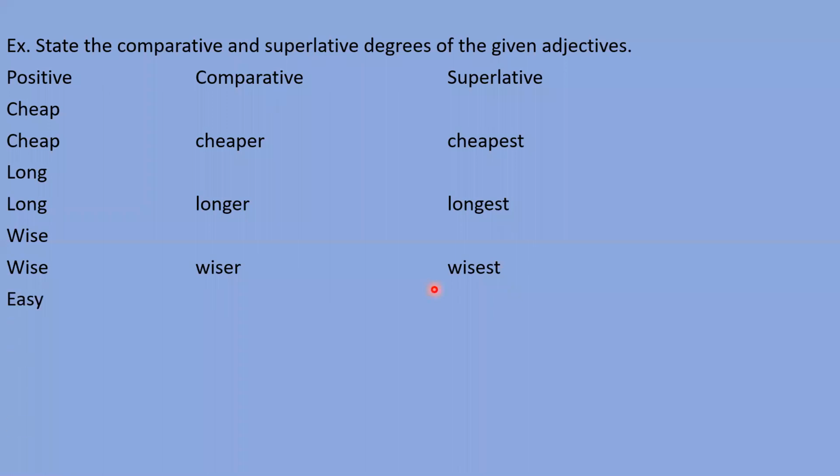Next, easy. Easy word is there. So what's the comparative and superlative degrees of easy word? Rachit, you please tell me. Sir, easy, easier, easiest. Yes. Y letter is there, and before the Y a consonant letter is there. So while making comparative and superlative degrees, we should remove Y and we should add IER and IEST.